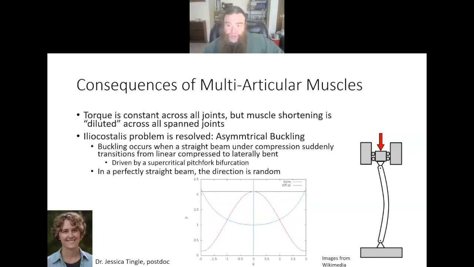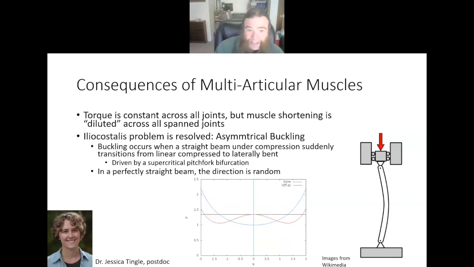And this follows from conservation of energy. I'm doing work at all the joints, and the work is being done by the muscle. So if the torque is always the same, and I'm doing it across multiple joints, I have to dilute the displacement portion of work. Anyhow, the iliocostalis actually is resolved in a peculiar way that's called asymmetrical buckling.